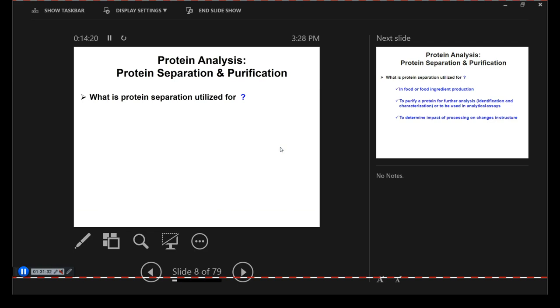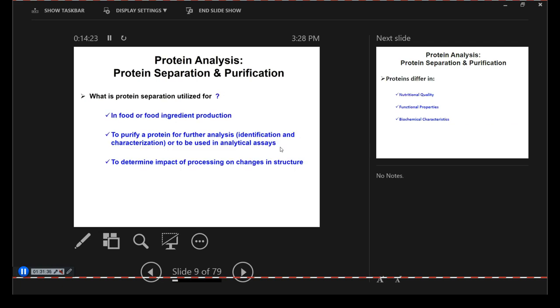So what is protein separation utilized for? We mentioned several of that. Production of protein ingredient. Purify a protein to identify and characterize, such as the example I gave earlier with Rachel's work. We purify the protein and study it and determine its potential as a protein ingredient, looking at its structure, looking at its function. We isolate sometimes after processing to determine the impact of processing on structure. And I'll give you more detailed examples on that.